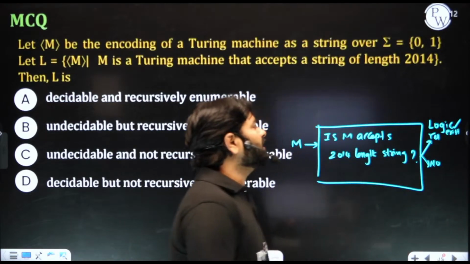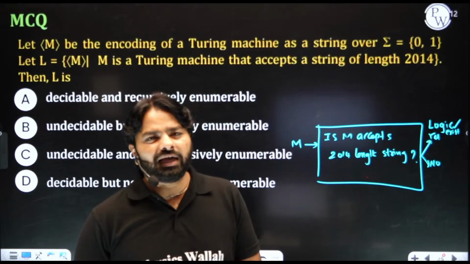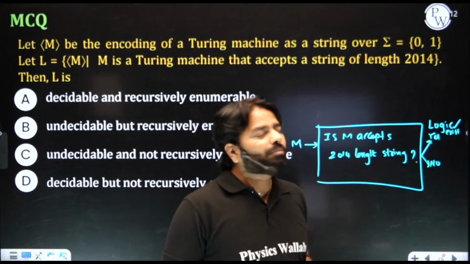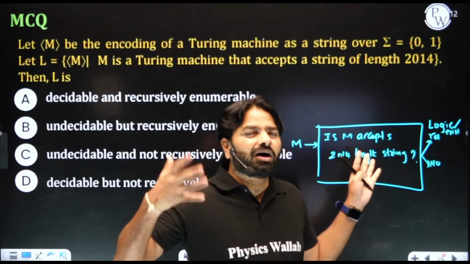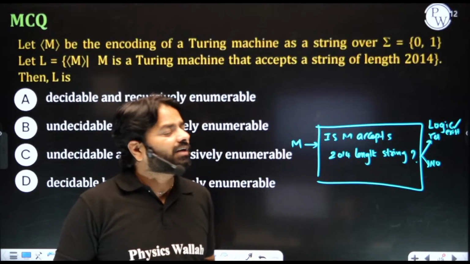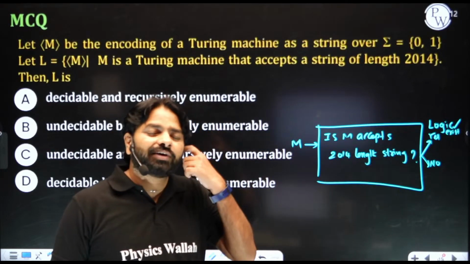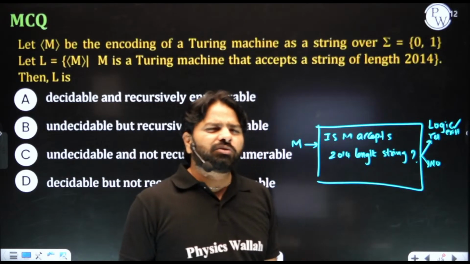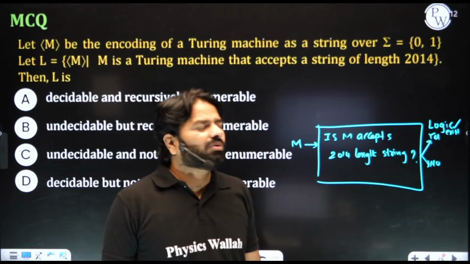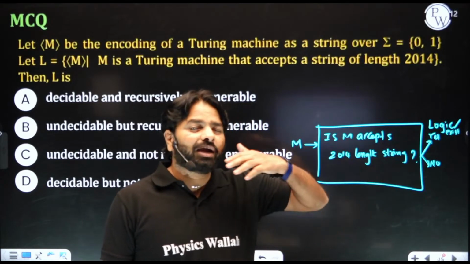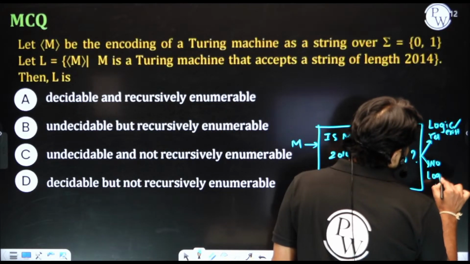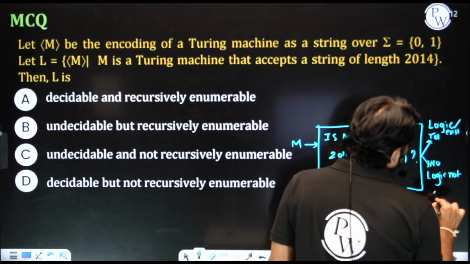If you are saying that M is not accepting 2014 length, that means if every string is able to halt at non-final, you can decide. But many strings might never halt. This Turing machine may never halt for some 2014 length string. Then saying no is very difficult. When will you say no? When for every 2014 length string the Turing machine halts at non-final. But there is no guarantee that it will halt at non-final. It may go into a never halting case. So this is not going to have a logic. Logic does not exist to say no.